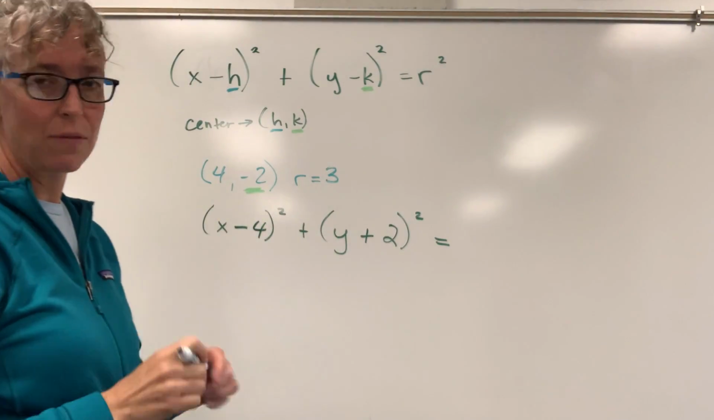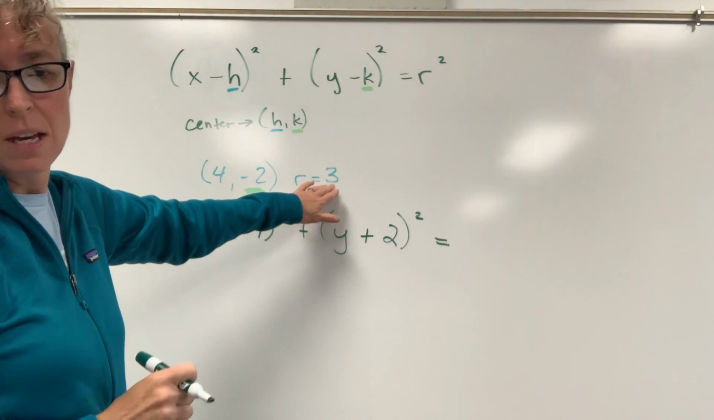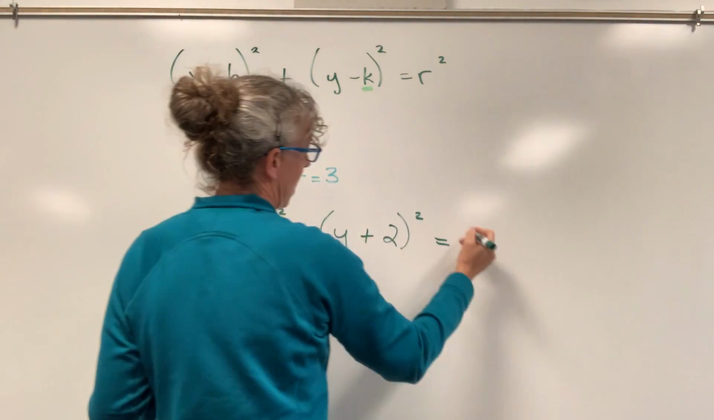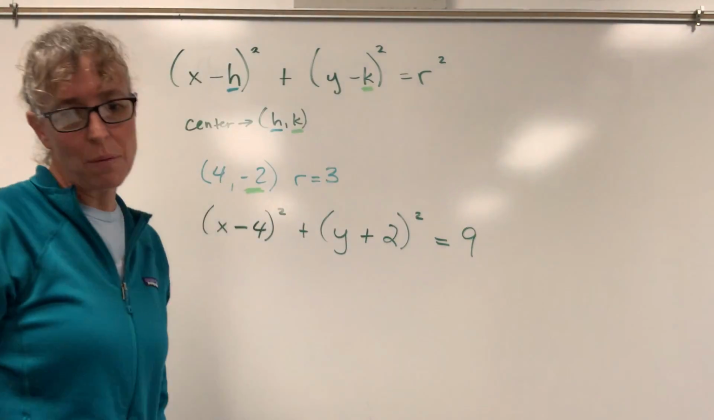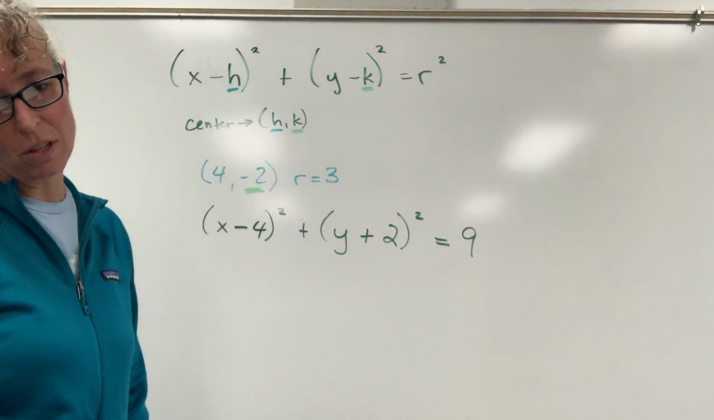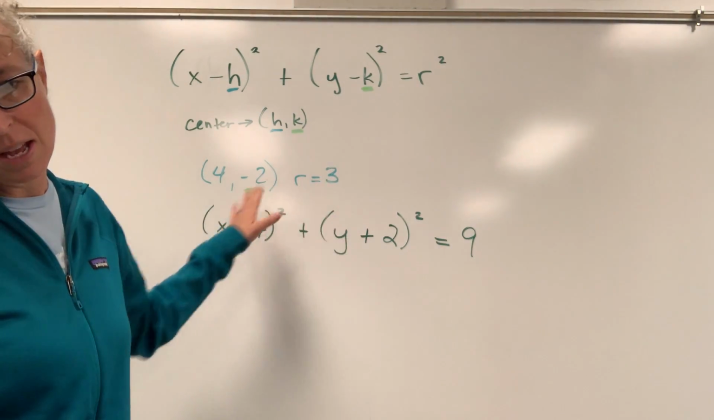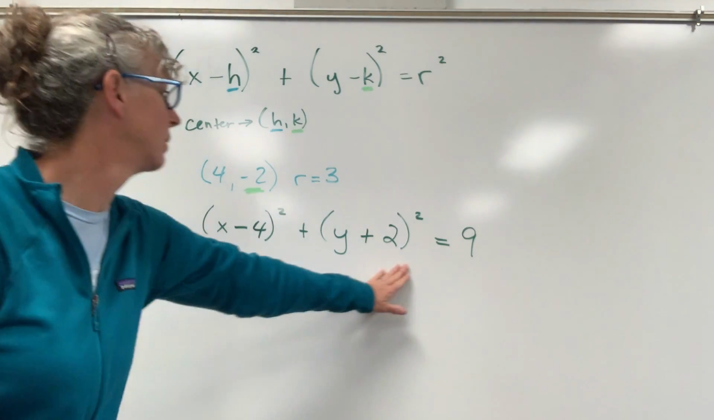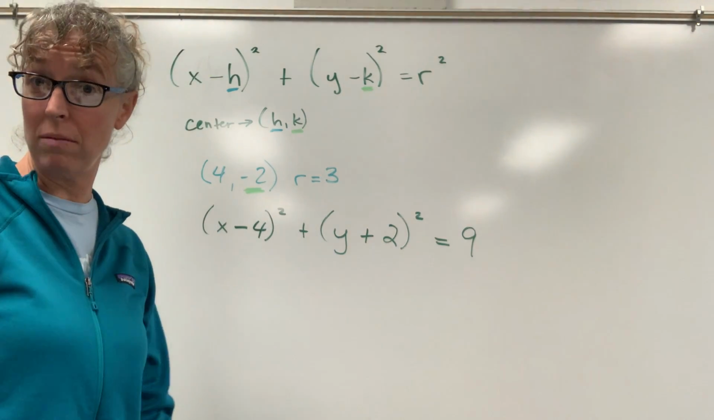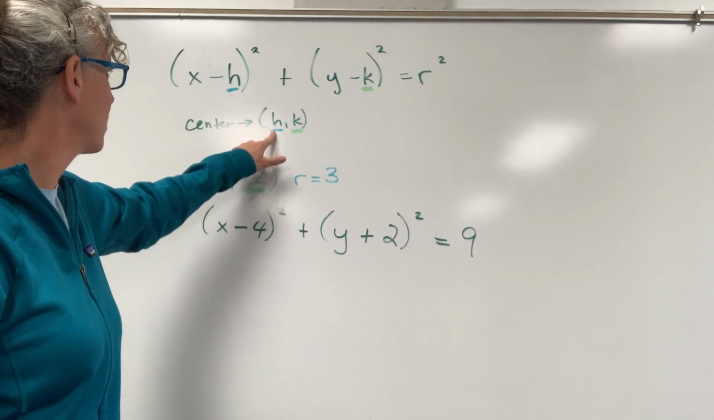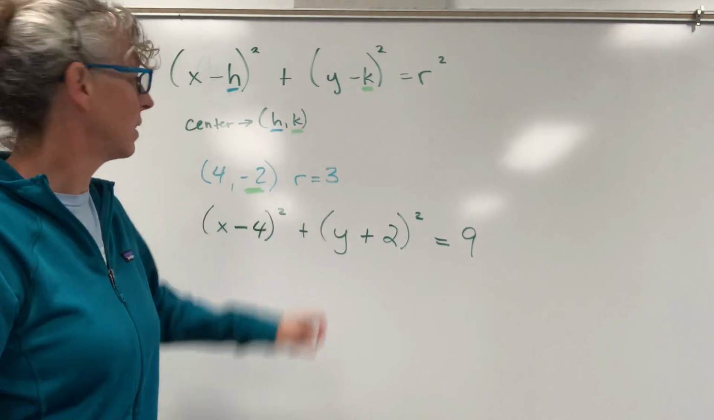Well, what's my radius for this circle? It's a 3. 3 squared is 9. So that would be an equation of a circle with the center here and the radius here. And you would write this out, and that would be your answer. Not bad, right? Remember, the h is the x coordinate and the k is the y coordinate.